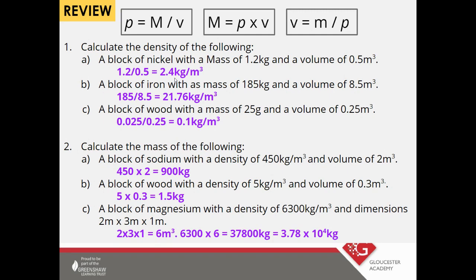The next one was to calculate the mass. So to calculate the mass, density times volume this time. So the first one, nice and straightforward because I've got kilograms and meters cubed. 450 kilograms per meters cubed times 2 meters cubed gives me a mass of 900 kilograms. A block of wood with a density of 5 kilograms per meter cubed and a volume of 0.3 meters cubed, that gives me 5 times 0.3, which equals 1.5 kilograms.